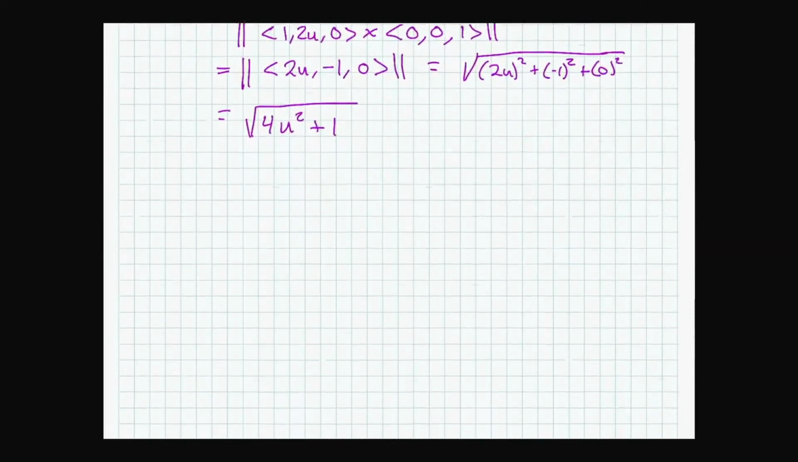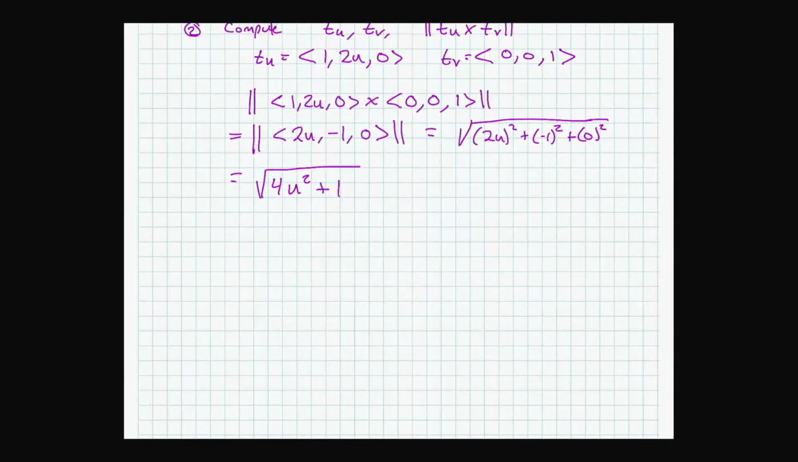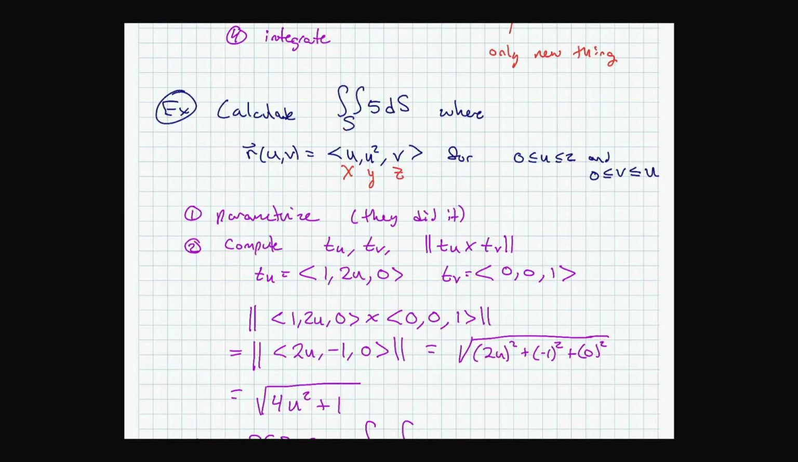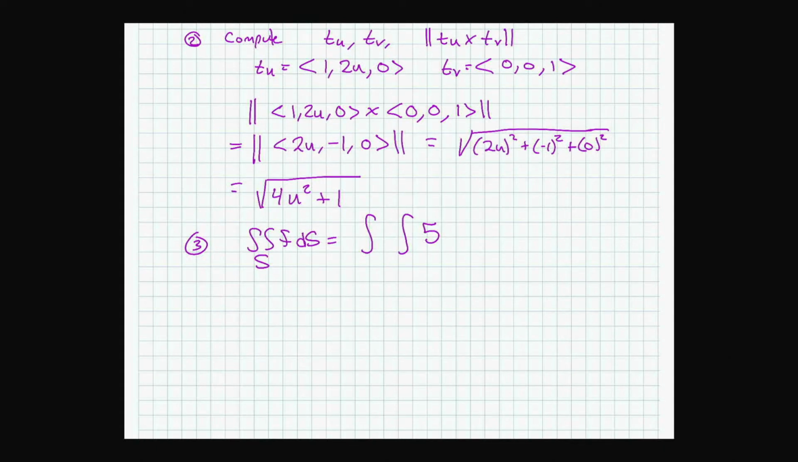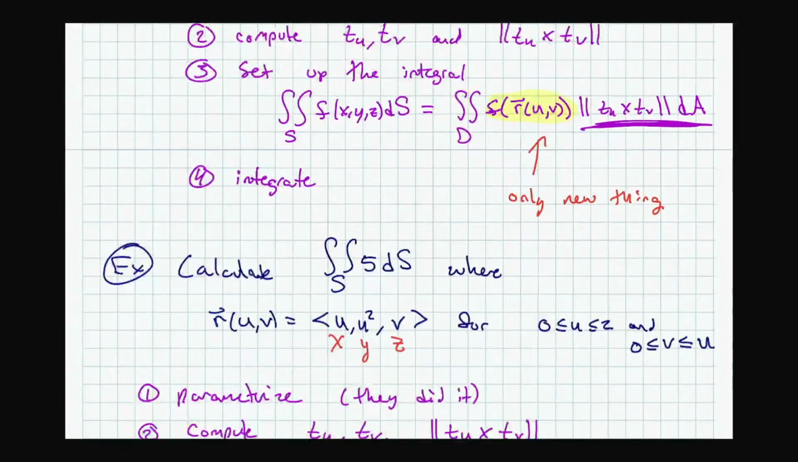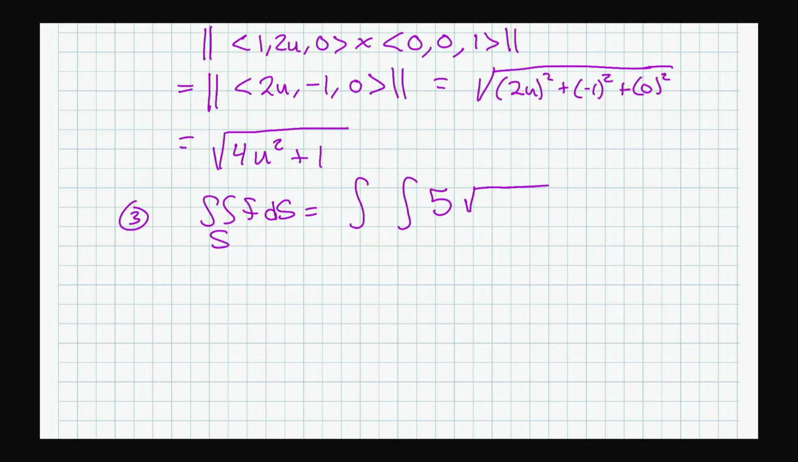Anyway, so we've got the magnitude of that vector, and so we should be able to set up our integral now. So our integral over s of f ds is, well, let's try to set it up. Leave some space. Our function is simply 5. That's kind of a stupid function, but it's the one we got. So 5, and then ds, and we know that our ds is actually this bit, so we need that magnitude tu cross tv, and then the dA. So 4u squared plus 1, and then your dA, which could be either du dv or dv du.